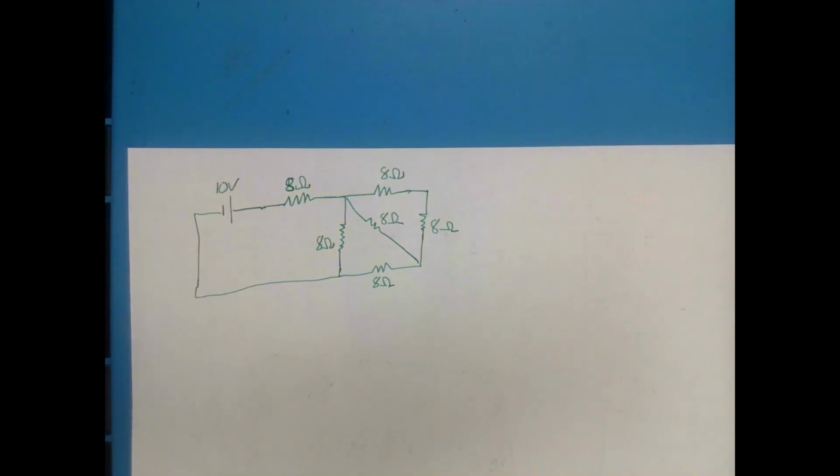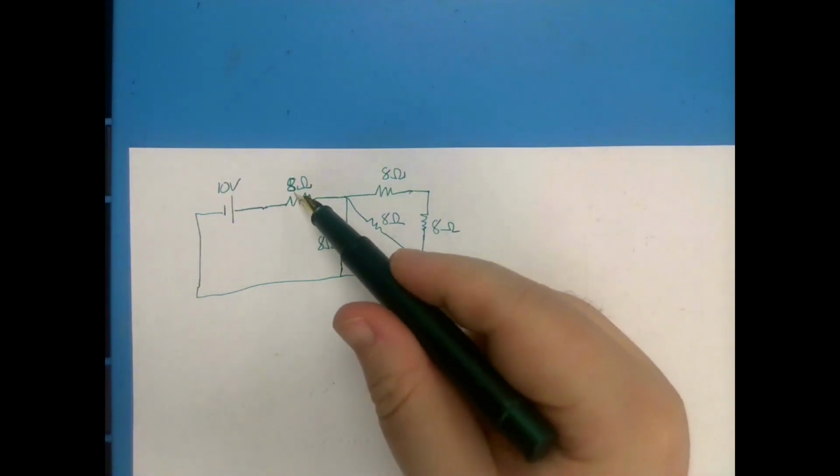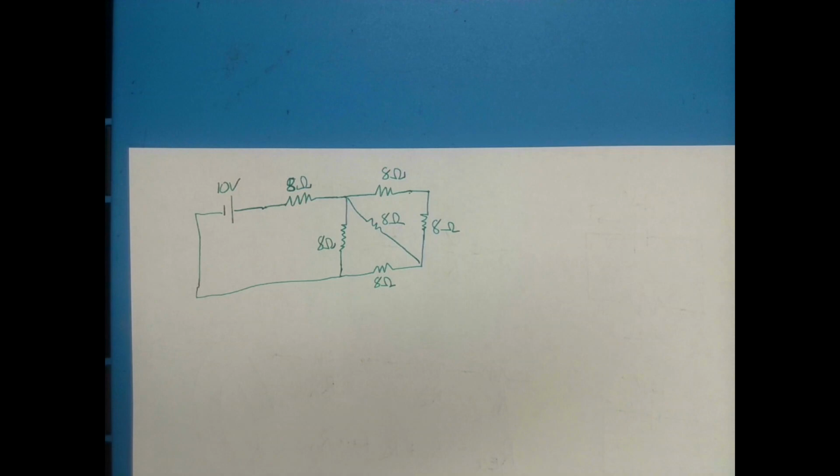Alright, how much current is going out of this battery? So what would you do first? You do the series of resistance first. Which two are in series? Which top 8? This one? What's it in series with?